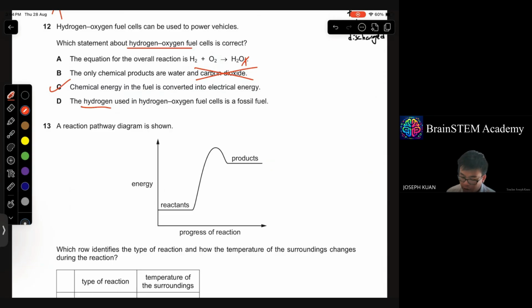So hydrogen is not a fossil fuel. Instead, fossil fuels in the IG syllabus, we focus on mainly three, which is coal, petroleum, which is also known as crude oil, as well as natural gases. So hydrogen is not technically a fossil fuel. The answer is C.